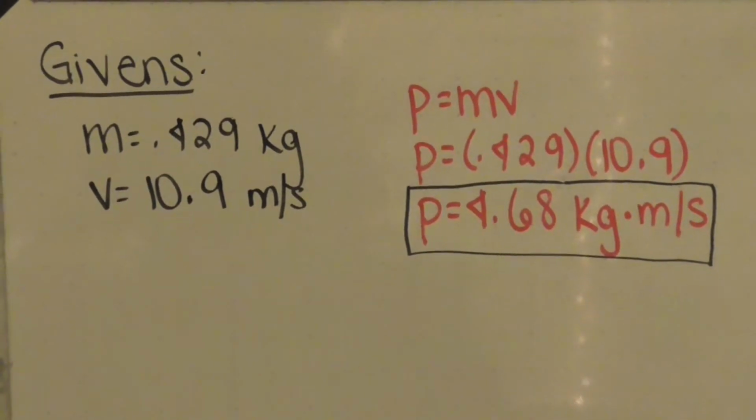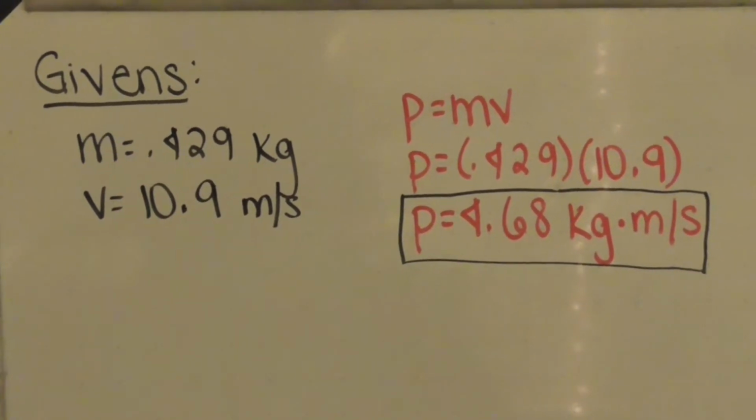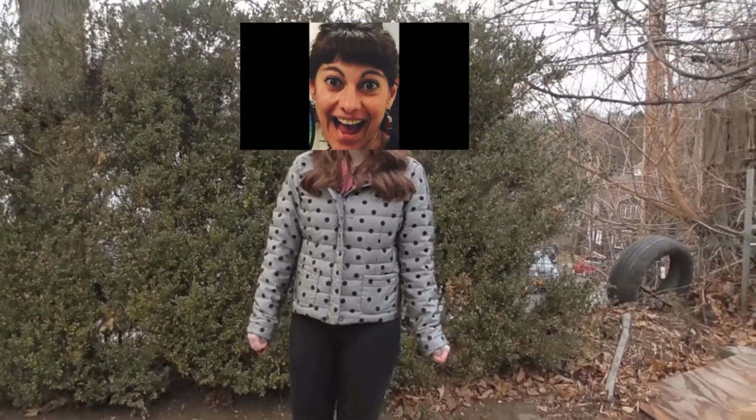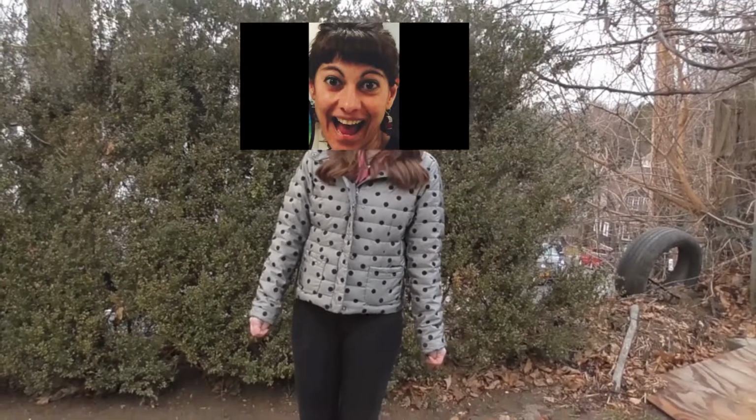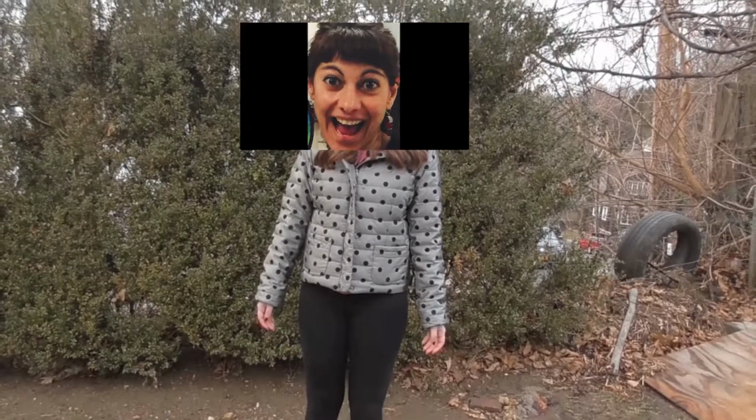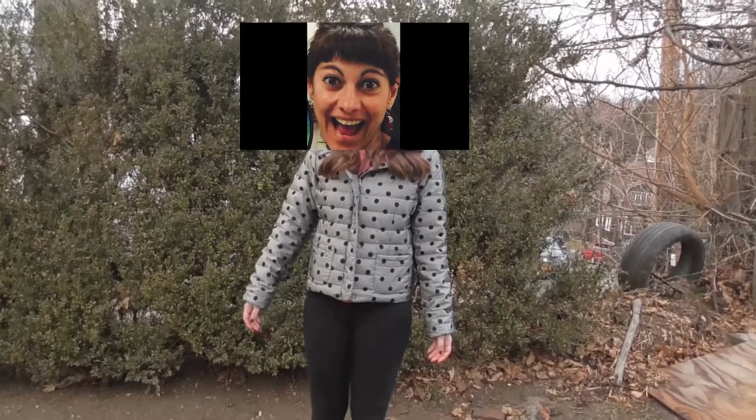We can solve for the change in momentum by using the equation p equals mv. The ball's change in momentum is equal to 4.68 kilograms times meters per second. This is also the impulse delivered to the ball. The greater the change in momentum, the faster and farther the ball will go, which is ideal for a soccer player's kick.